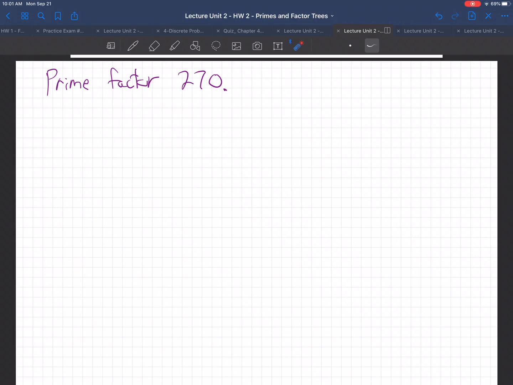Welcome to an example of prime factoring. Let's prime factor 270. So what do they want us to do? They want us to break down the 270. So there's a lot of ways you can do this.